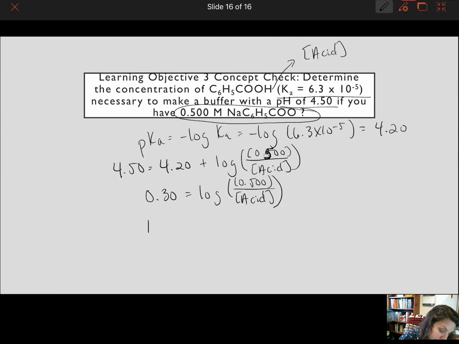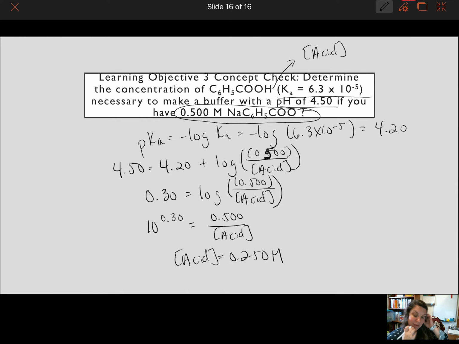We take both sides to the 10. And then when we do some math, we get an acid concentration of 0.250 molar. So we basically want a 1 to 2 concentration of acid to base.